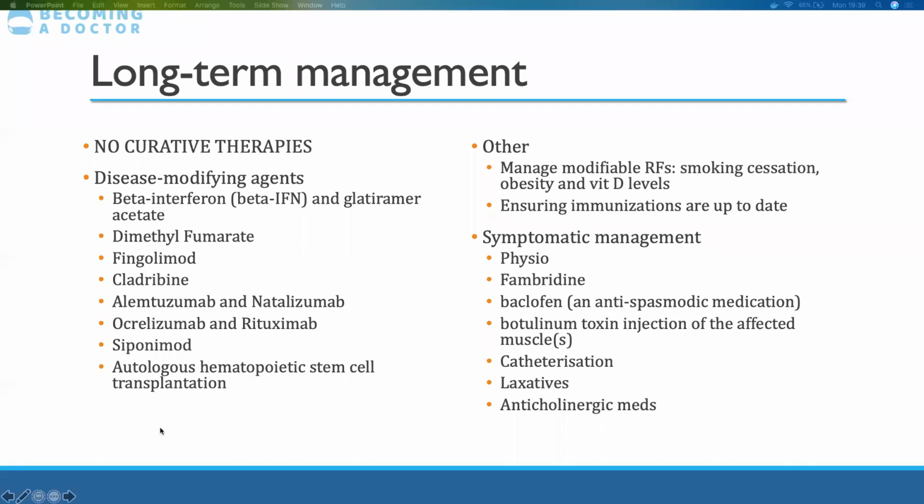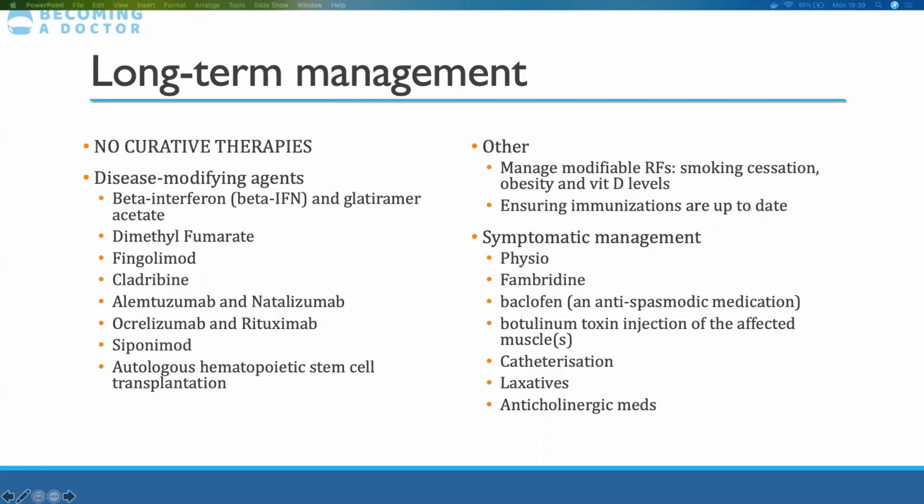More recently, these ones have been used. This specific one, ocrelizumab, has been shown to slow progression in patients with even primary progressive MS. This is the only one that's currently approved for treating primary progressive MS. And then we have siponimod, which is really useful for secondary progressive MS.